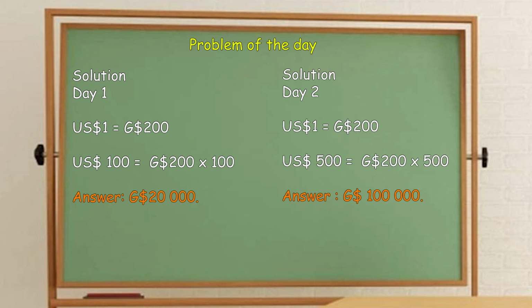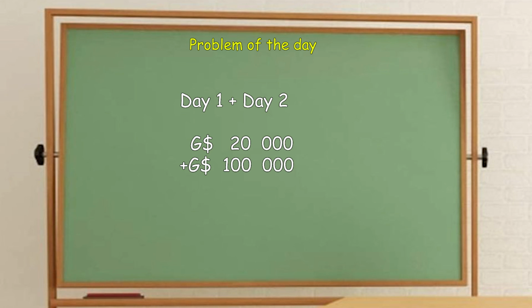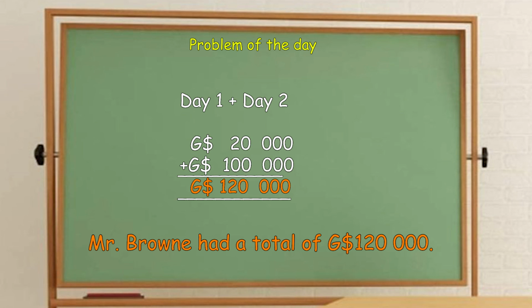So we have to add the 2 days, day 1 and day 2, so that we will know what is the total amount of money he has. Day 1, he had $20,000. Day 2, $100,000. When we add $20,000 and $100,000, we get a total of $120,000. Therefore, Mr. Brown had a total of $120,000. And he had fun when he visited Guyana with his family.